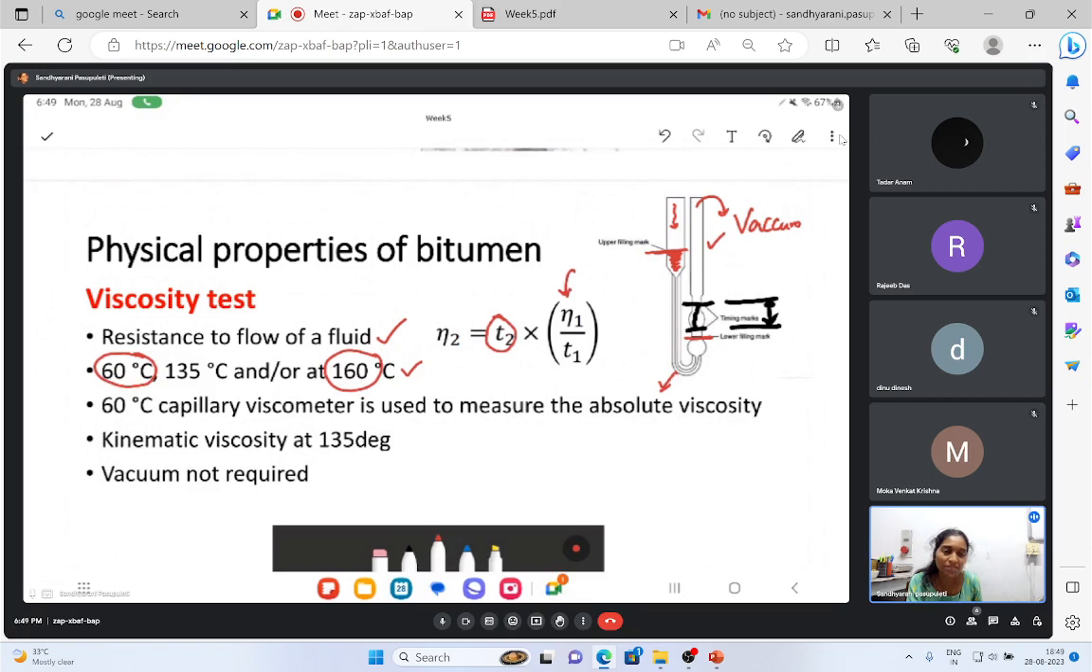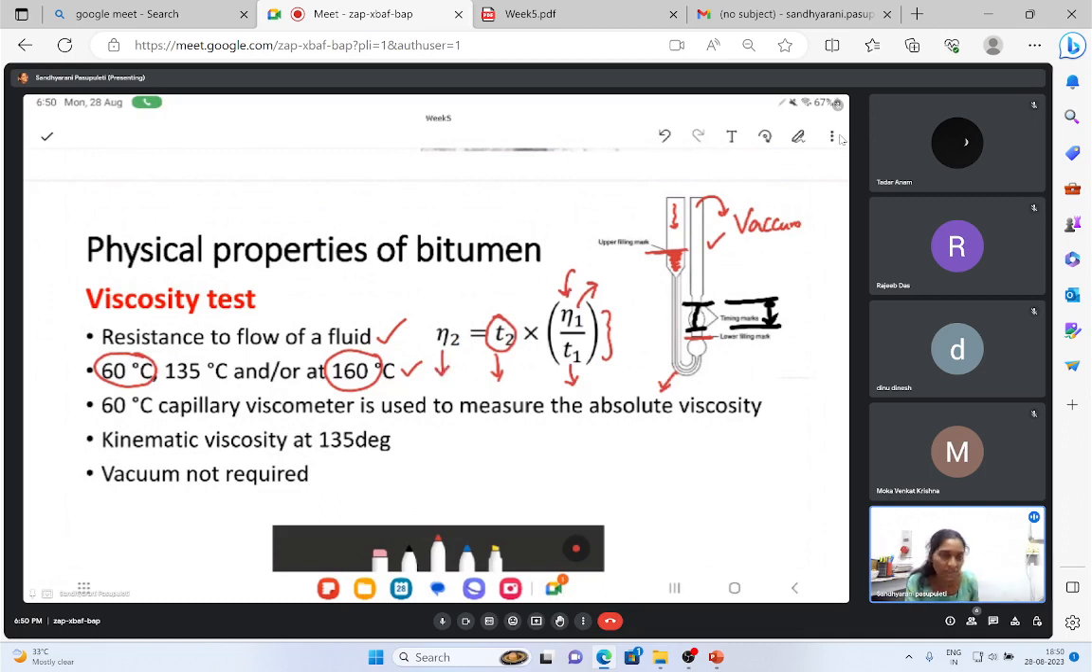Let us say there must be some standard fluid. For that standard fluid, the amount of time taken will be already calculated by the manufacturer. They will also provide the viscosity. Directly the ratio of these two, usually they give it as the calibration constant. So we need to multiply our time with the calibration constant, then we will get the viscosity of our bitumen.